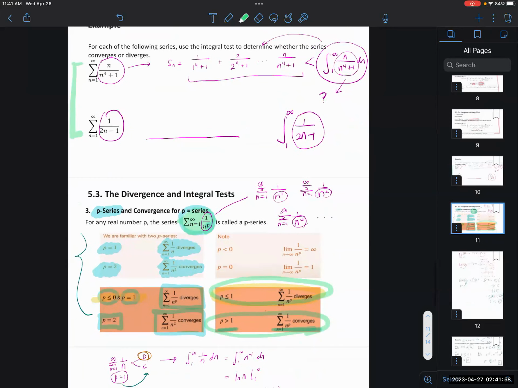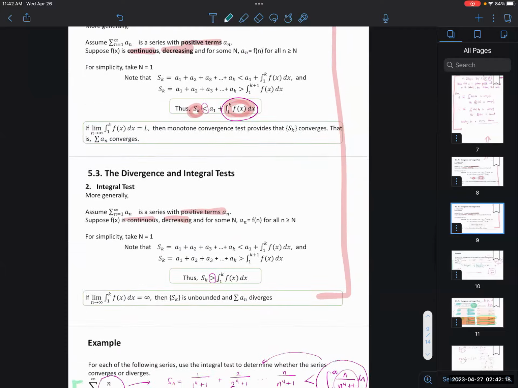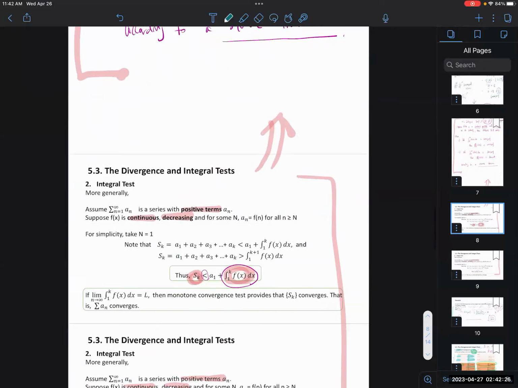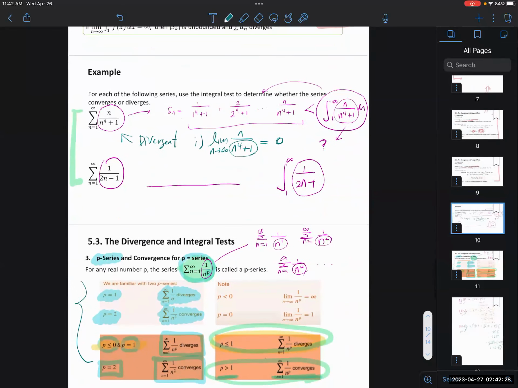But again, you could check with the divergence test, right? So check the condition, the limit of n over n to the 4 plus 1. We know that the bottom is larger, so this is 0. So what does that mean? If you go back up to the divergence test, if the limit is not equal to 0, then divergent, but it is 0. So what happened? This one is going to be convergent. They're heading to 0. So you can check the limit as well.